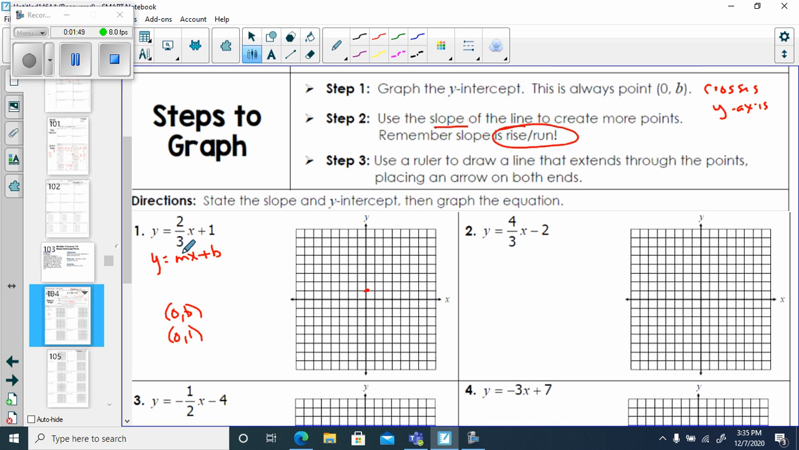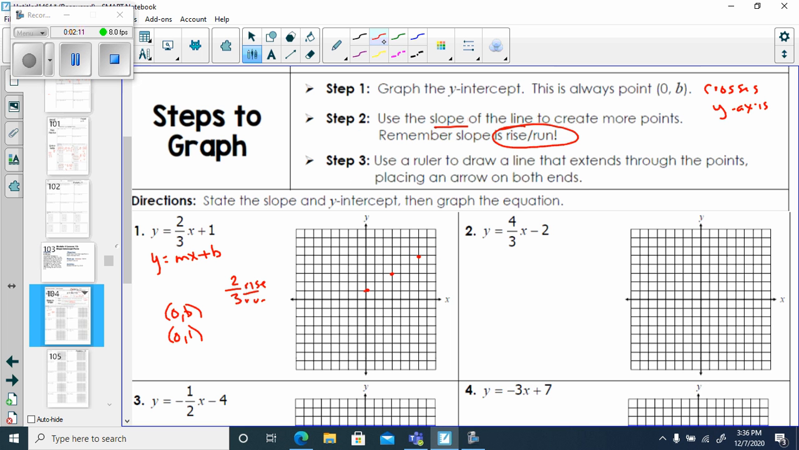Now we use our slope to find the next point. Our slope is 2/3. That's rise over run. 2 over 3. From here, I go up 2 and over 3. 1, 2, 3. And I put another point there. Up 2 and over 1, 2, 3. Put another point there. Okay?